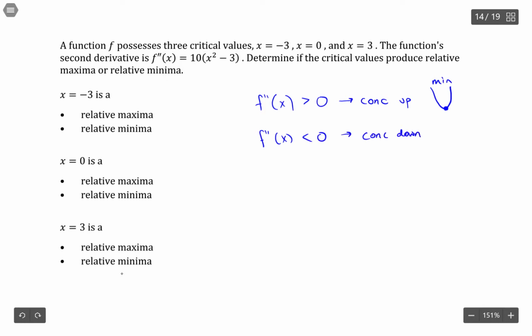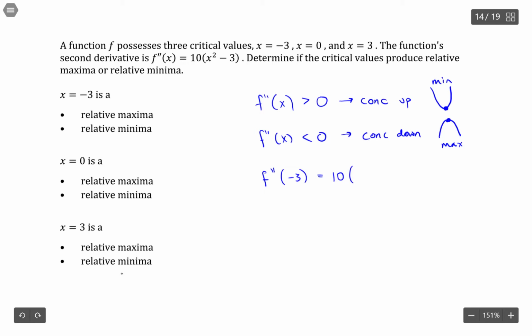concave down, which would look like a downward facing parabola, and so any critical number we came across there would have to be a maximum. So essentially we're just looking to see if the second derivative is positive or negative at these points. So the second derivative evaluated at -3.